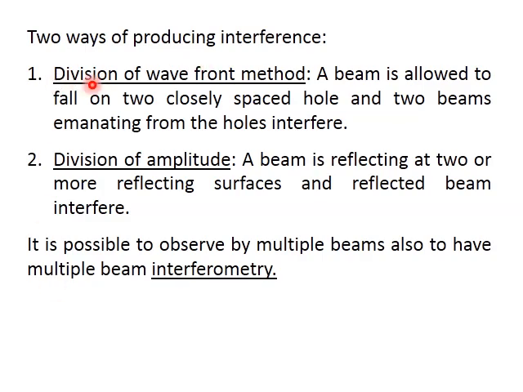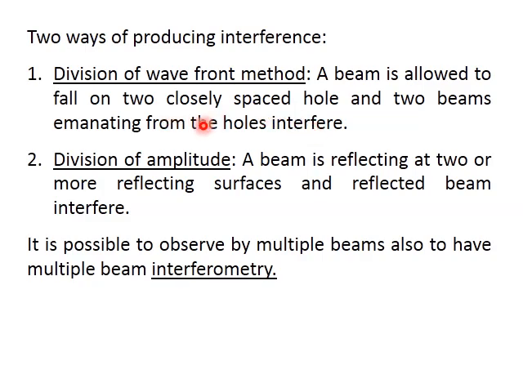Number one is the division of wavefront method. In this, a beam is allowed to fall on two closely spaced holes and the two beams emanating from the holes are allowed to interfere. This is similar to the one that you use in Young's experiment, which we will be discussing later.